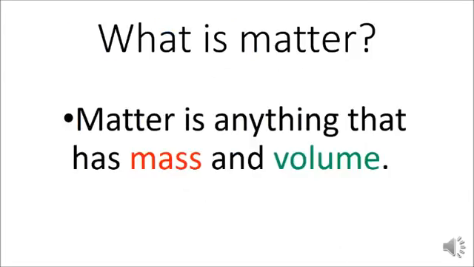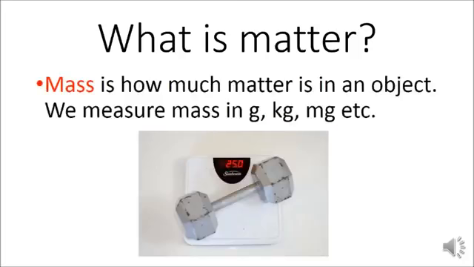So first thing we want to look at is what is matter? And matter is anything that contains both mass and volume. So we might as well define those as well. Mass is how much matter is in an object. We measure mass in grams, kilograms, milligrams, stuff like that.